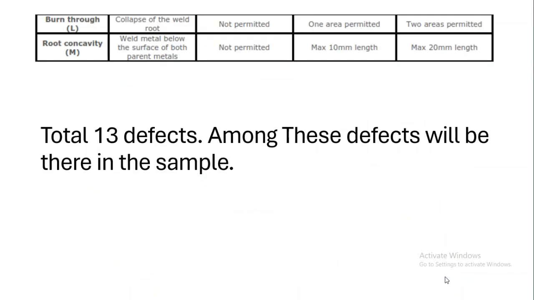Then burn through. Mostly, you cannot see that burn through in the welding specimen. So no need to consider burn through. No need to mark. Don't waste your time. Then root concavity. Root concavity means that weld metal is below the surface of the two parent metals.